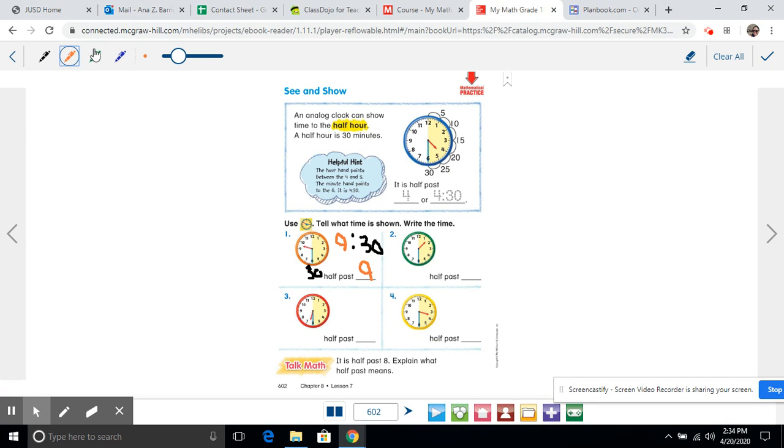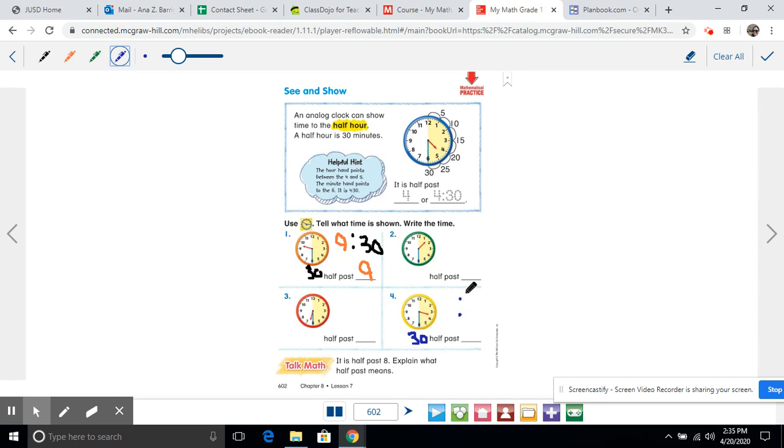We're going to do one more on this page. So I'm going to pick number 4 right here. We're going to write, and look, do you remember what I said about the minute hand being on the 6? If you can't remember, you can start counting from 12 over here: 0, 5, 10, 15, 20, 25, 30. Anytime the minute hand is on the 6, it's going to equal 30.